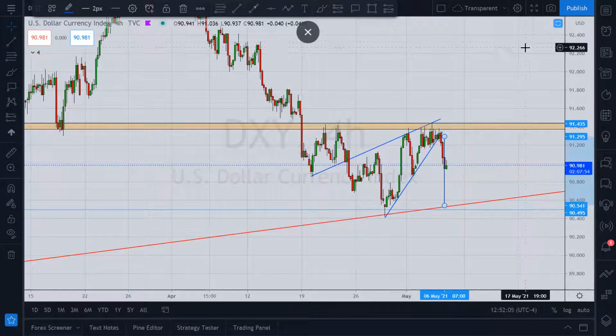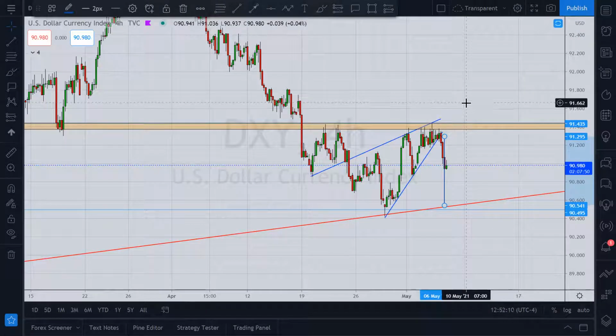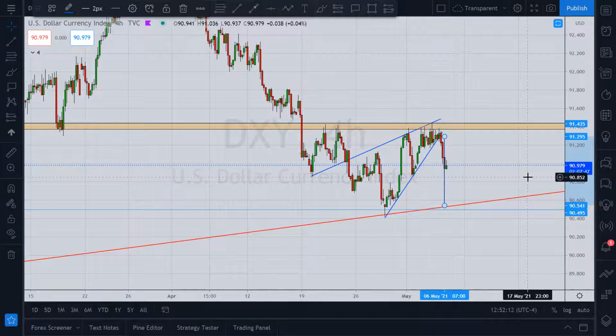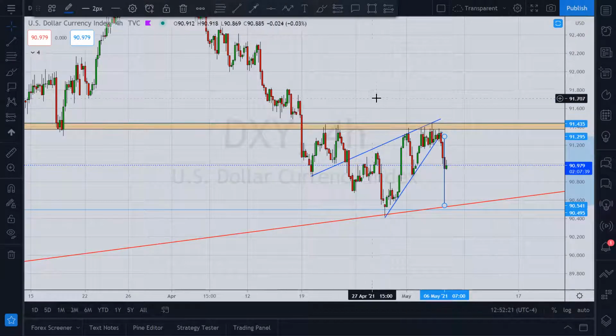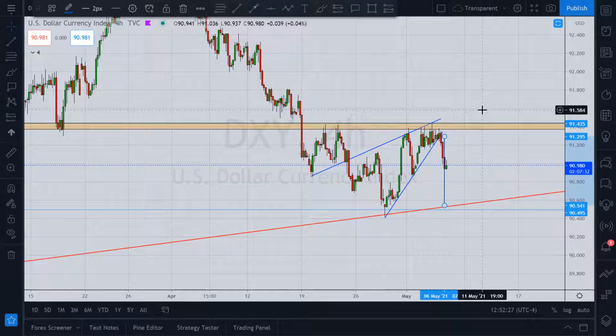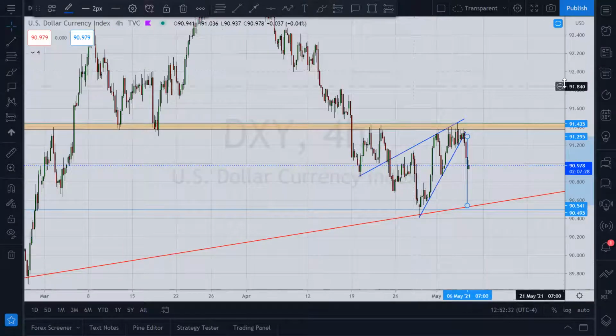Hope that helps to answer your question. I want you to understand something too. This is based totally on technicals. Drunken Monkey is the fundamental guy, and the Dixie, the US dollar index, is a fundamentally driven market, so you have to take fundamentals into consideration. But based on technicals, this is where I'm expecting everything to head. This is where I'm expecting it to go.